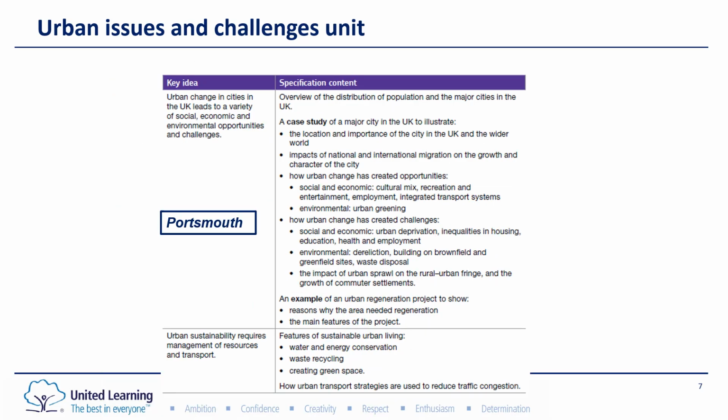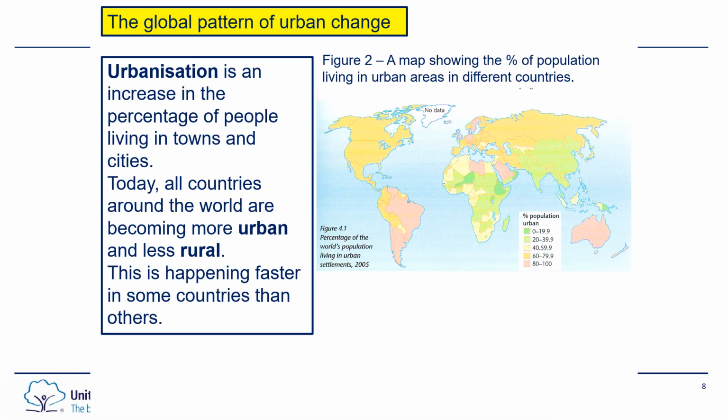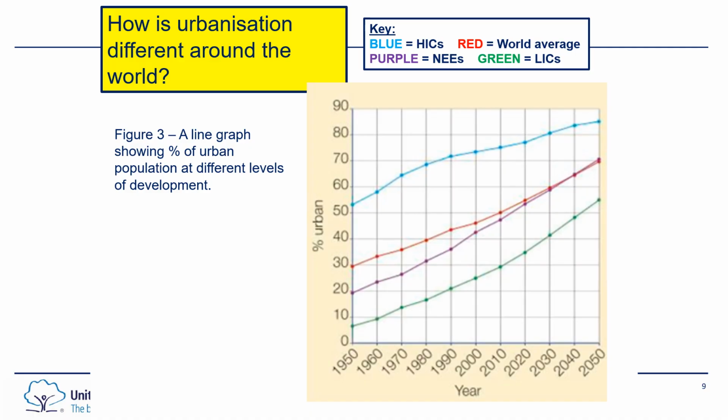So the first thing we're going to talk about with urban issues and challenges is the global pattern of urban change. So there's a key word here which is urbanisation, and what urbanisation means is the increase in percentage of people living in towns and cities. Okay, today around the world all countries are becoming more urban, and this is happening faster in some countries than others.